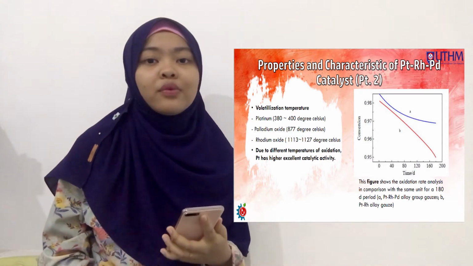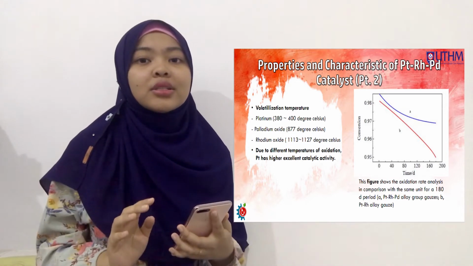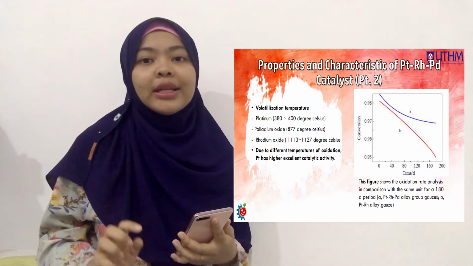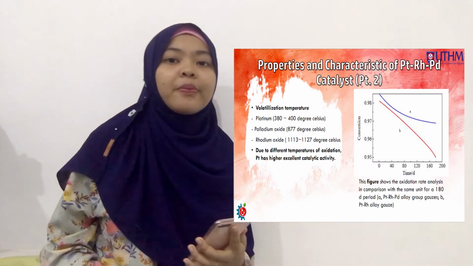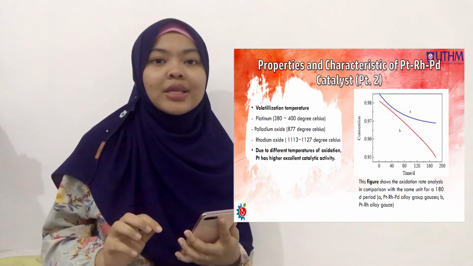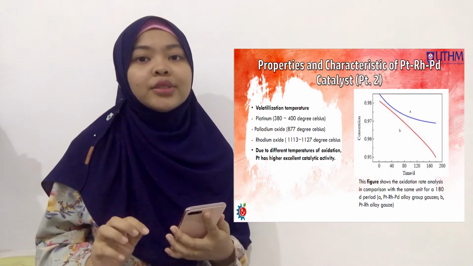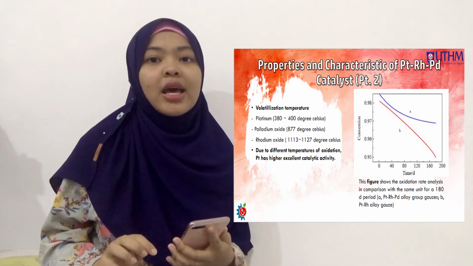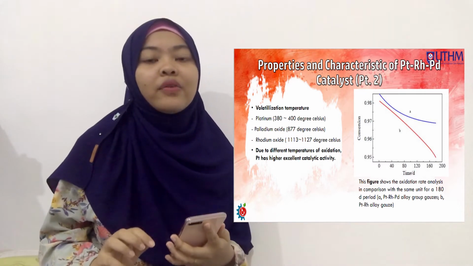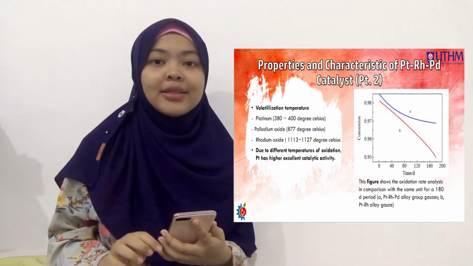This graph shows the oxidation rate analysis in comparison with the same unit of 180 dp rate. The blue line is the platinum, rhodium and palladium alloy group gauze, which depicts that the platinum, rhodium and palladium catalyst has a higher conversion value, which explains the higher activity and selectivity in the synthesis of nitric acid.